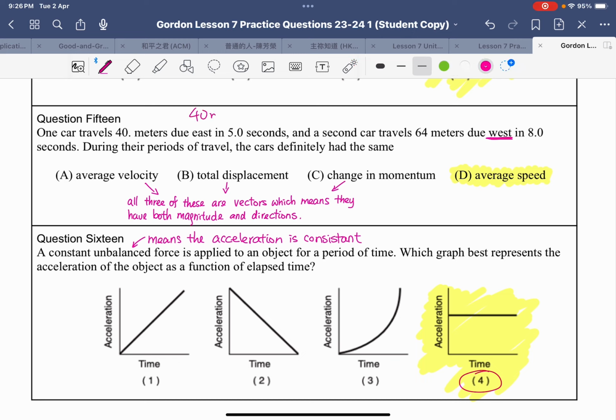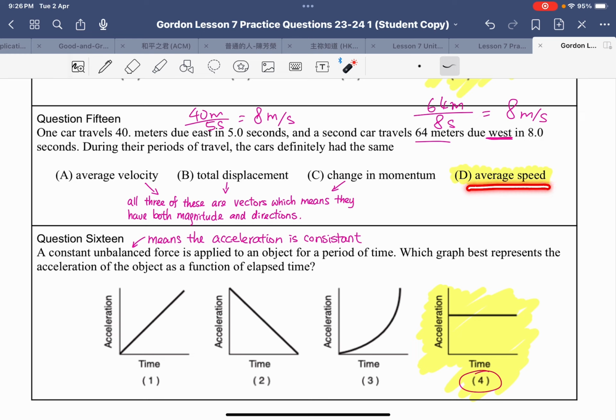I did 40 meters divided by 5 seconds, so you have 8 meters per second. And then this one is 64 meters, and then in 8 seconds. And then if you do the math, that's also 8 meters per second. And so the speed is the same. However, one car is traveling west and one car is traveling east. So that means they're actually going at opposite directions.